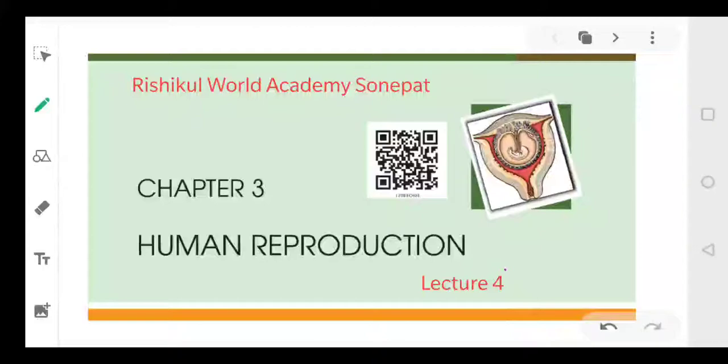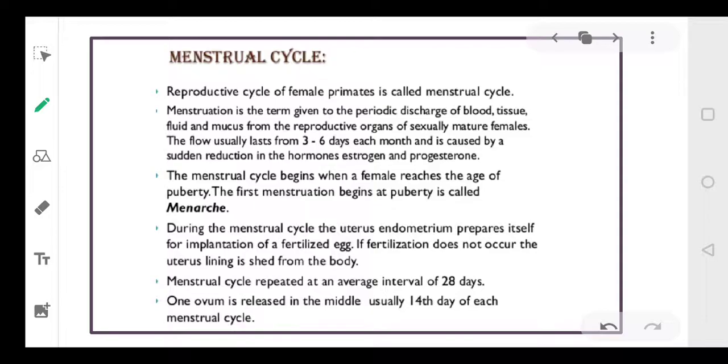Okay, so today we'll continue our chapter number 3. This is our lecture number 4 of the chapter. In the previous module, we talked about the reproductive systems, male and female. And then we talked about gametogenesis, that is the spermatogenesis and the oogenesis. Now today we'll continue this particular portion and we'll talk about the menstrual cycle in females.